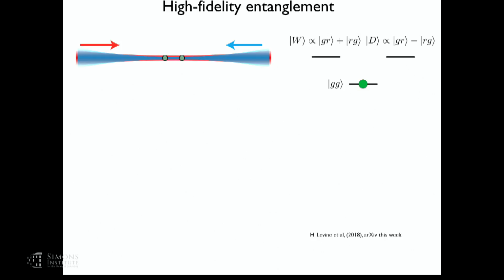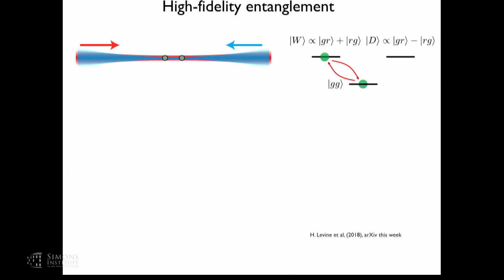And this is an example of creating just a two-atom entangled state. In order to do it, we start with atom pairs separated by a large distance, and just excite these atoms into this Rydberg state. In this case, you are supposed to create this Bell state, GR plus RG. We just need to verify that we actually create this state.